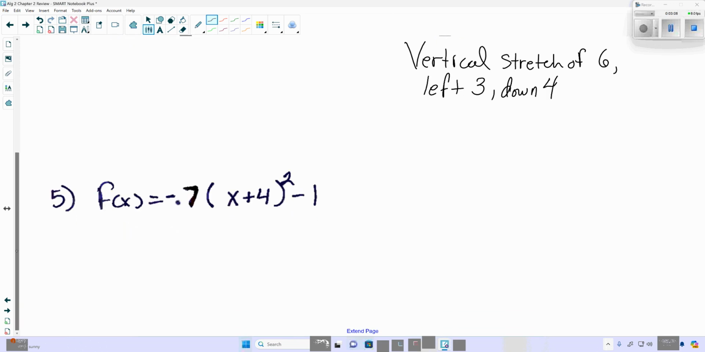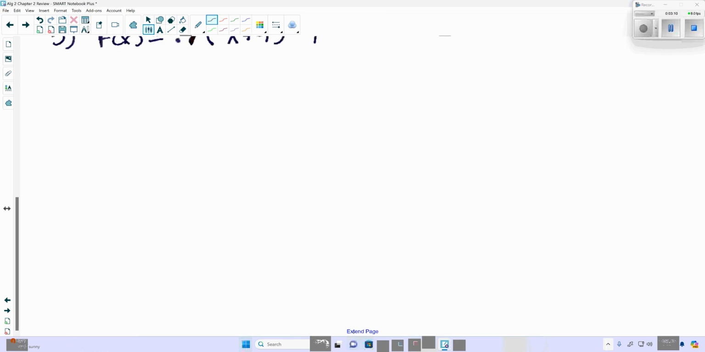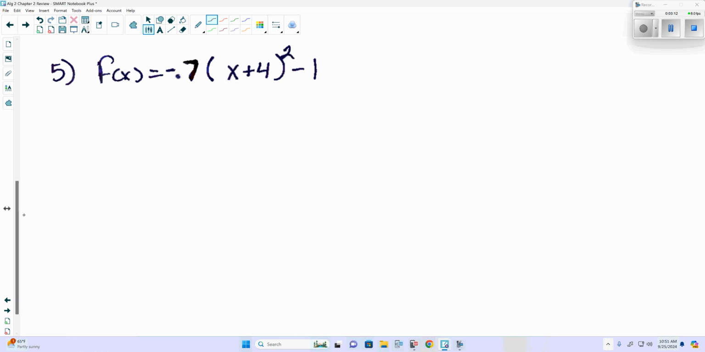We can also look at number 5. Number 5, just like number 4, has 4 transformations. Now, not all the transformations on the test will have 4. Most of them will probably just have 2 transformations. But this one has 4 because we have the negative and our 0.7, +4, -1.